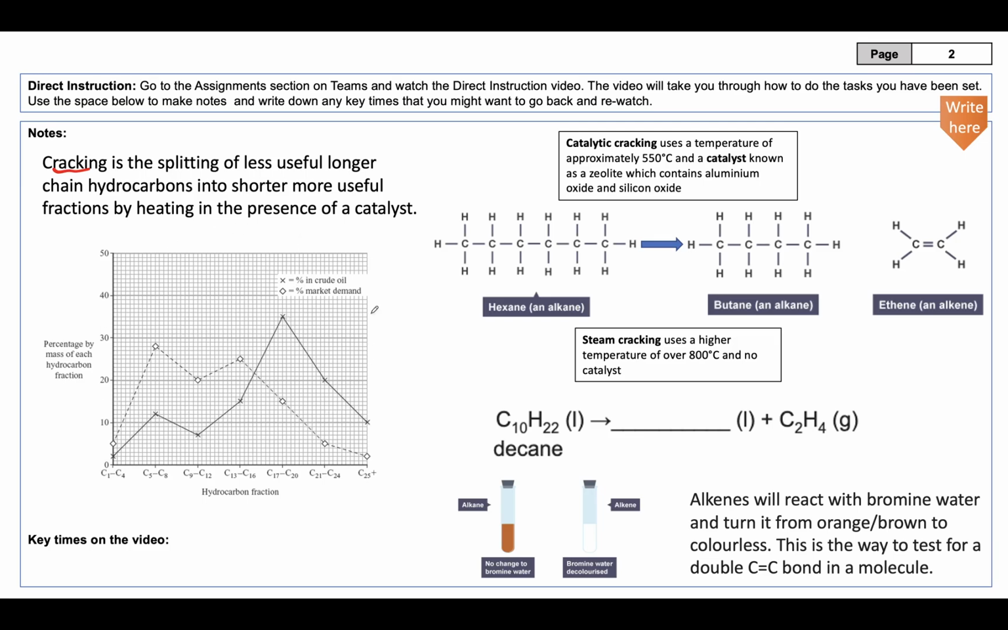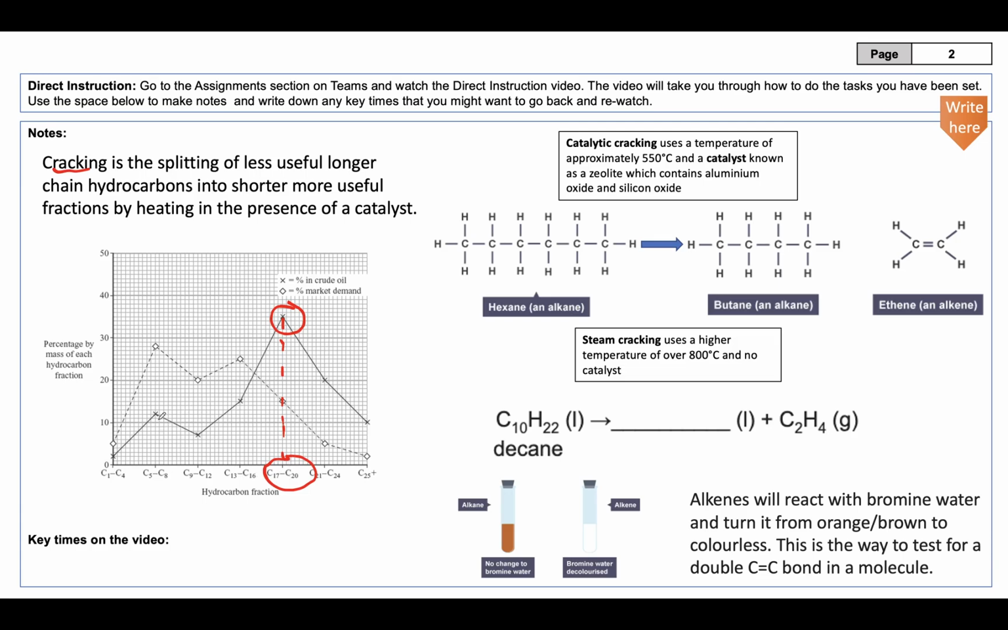And I'm going to start off by discussing this graph here. So this tells us why we have to carry out cracking. So if we look at this solid line here, this tells us what sort of hydrocarbons you get in your crude oil. And as you can tell from the graph, the most common chain length hydrocarbon in crude oil is around 17 to 20 carbon. So that's quite a long hydrocarbon.